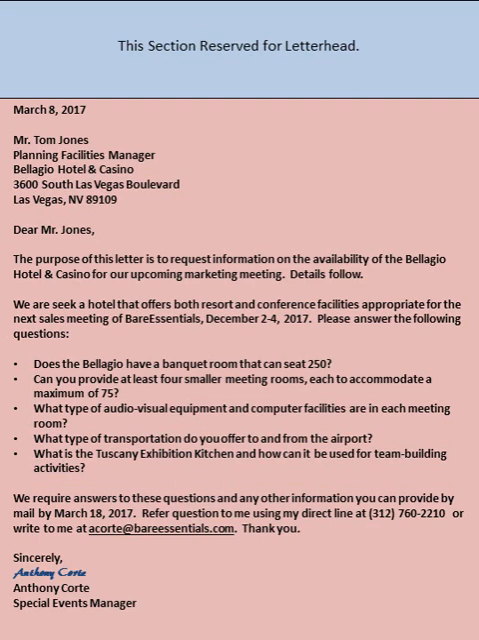Now, I made it as part of the questions, but as I mentioned earlier, I'm using it as the final for the body section. So, what's this Tuscany Exhibition Kitchen, and how can it be used for team building activities? Again, I could have made that a separate paragraph, a one sentence all by itself. I could have said something about, I've read about this Tuscany Exhibition Center, please send me details. Fine. And I'll leave that up to you, but it needs to go in this order.